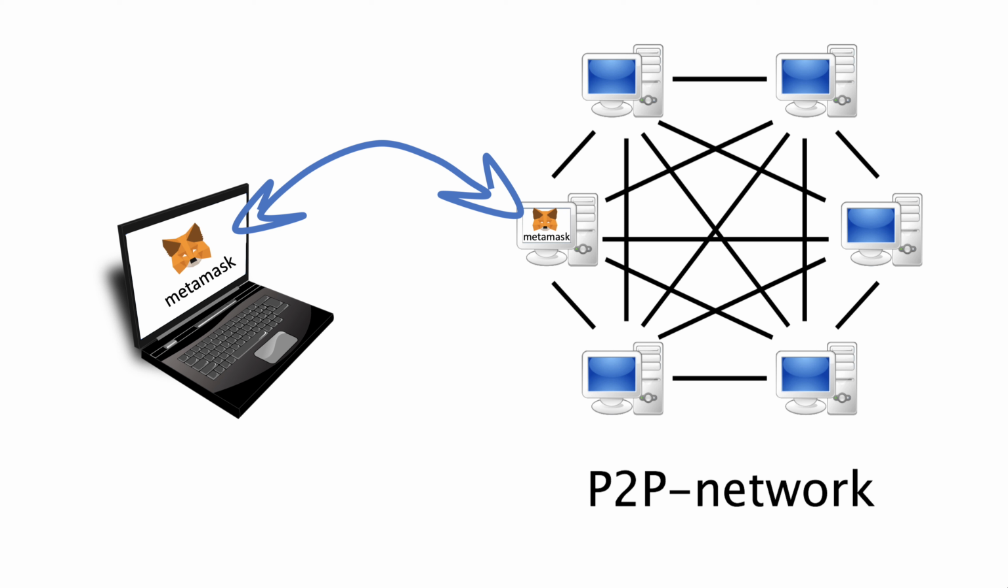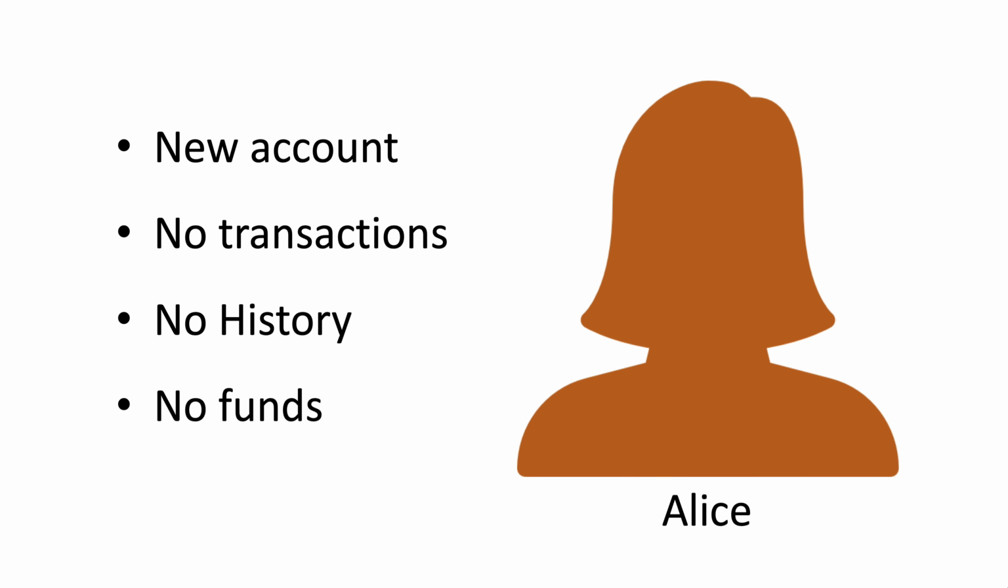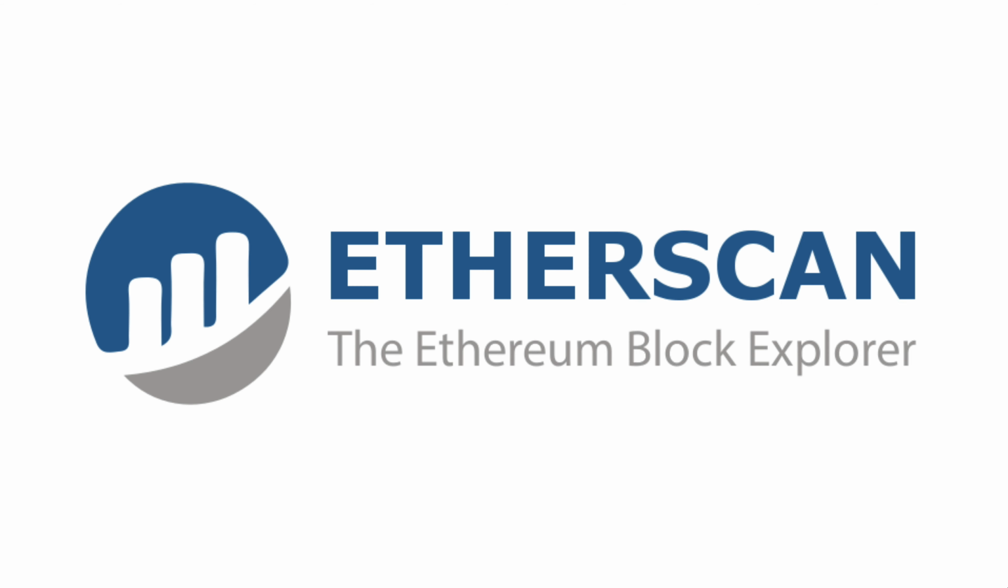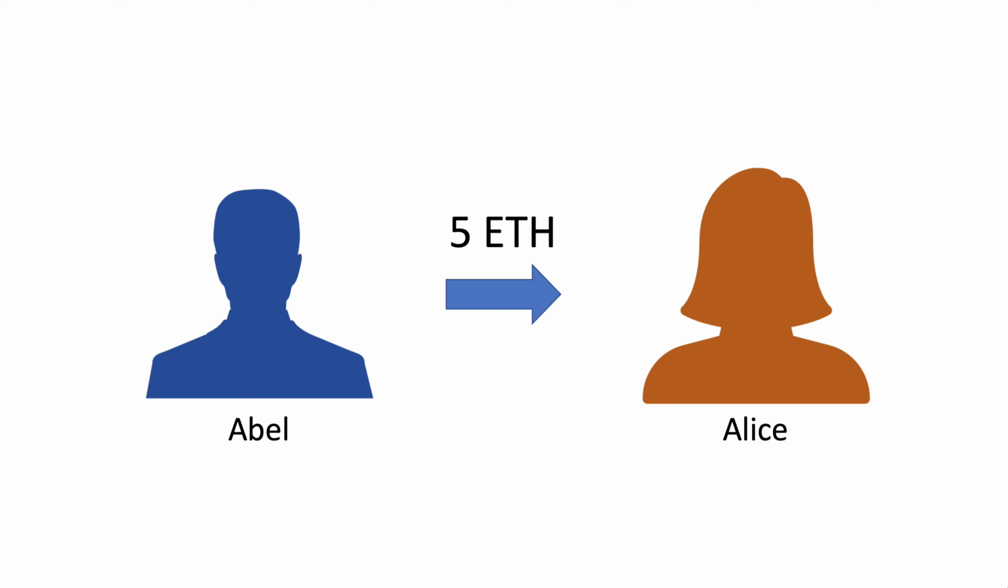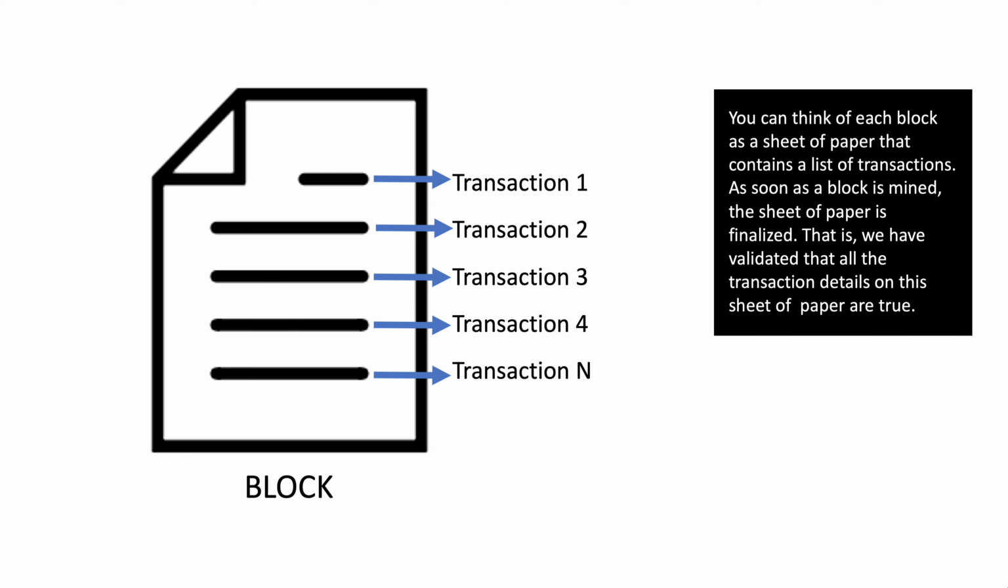So let's go ahead and go back to our slides. As you can see, we demonstrated that we had a brand new account with no transactions, no history, and no funds. We then navigated and inspected the data for this account on Etherscan, and we saw that it was empty. We then transferred from a rich account that was generous enough to transfer 5 ethers to Alice, and we saw that we could inspect all of the data on blockchain. You can think of each block as a sheet of paper that contains a list of transactions. And as soon as a block is mined, the sheet of paper is finalized. That is, we have validated all of the transaction details on the sheet of paper that are true, and they will no longer change.